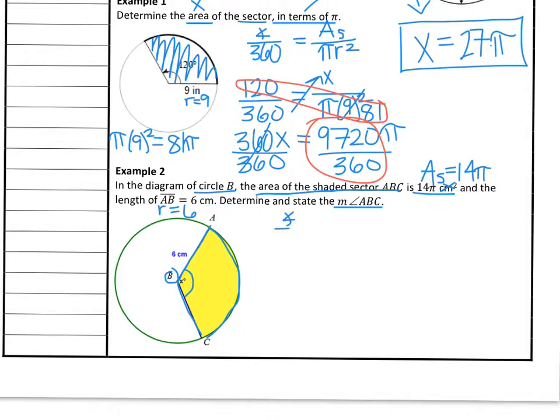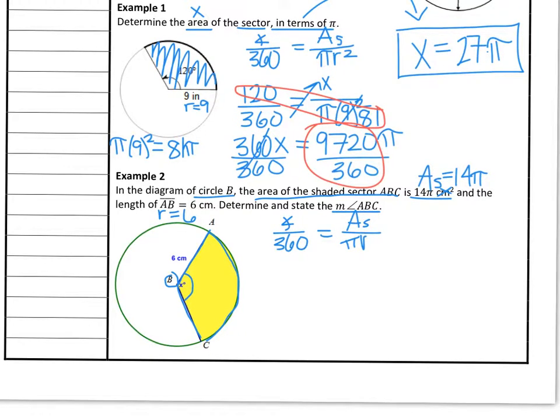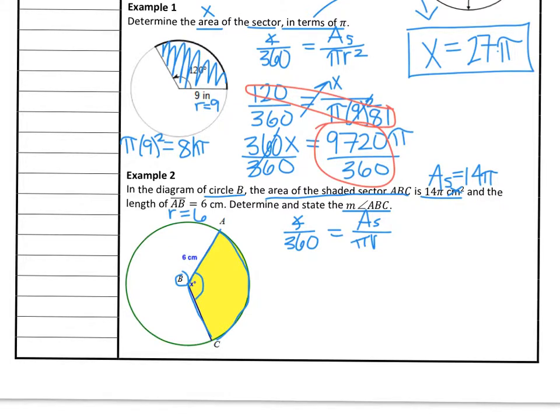So let's write it out again. Angle over 360 equals area of the sector over pi r squared. Sorry, my handwriting is atrocious right now. Pi r squared, there we go. Okay, so our angle is x over 360 equals the area of the sector, 14 pi, divided by pi times our radius squared, 6 squared.